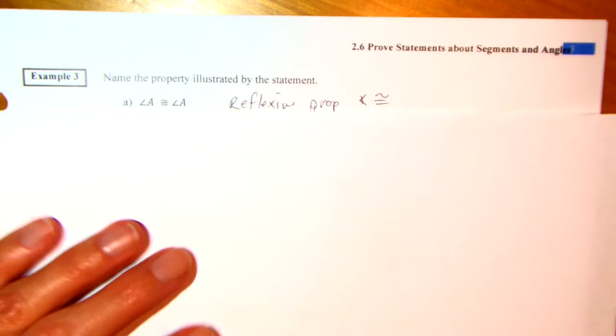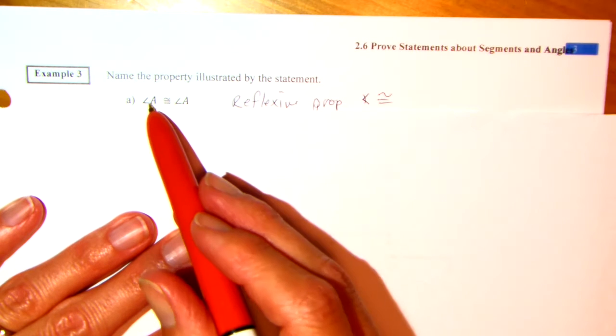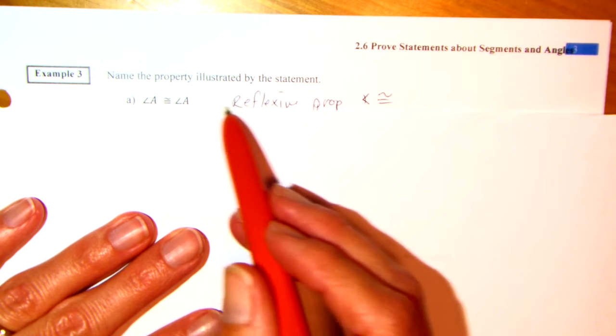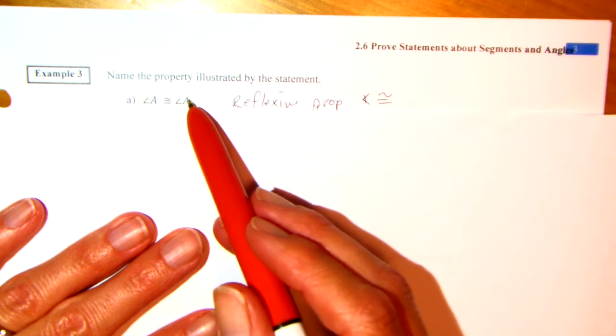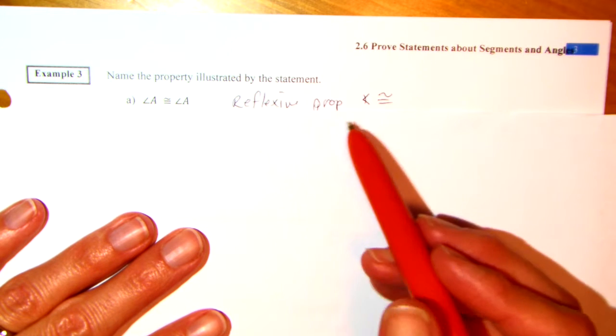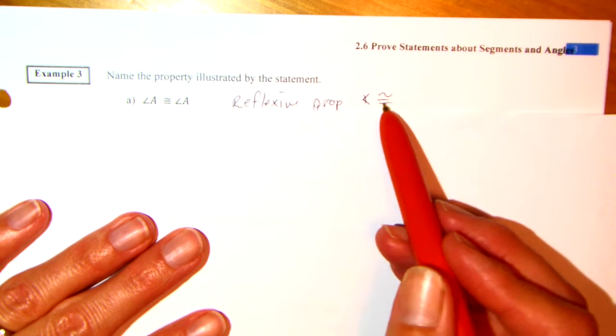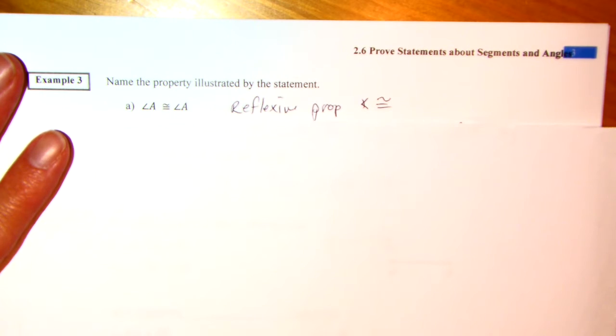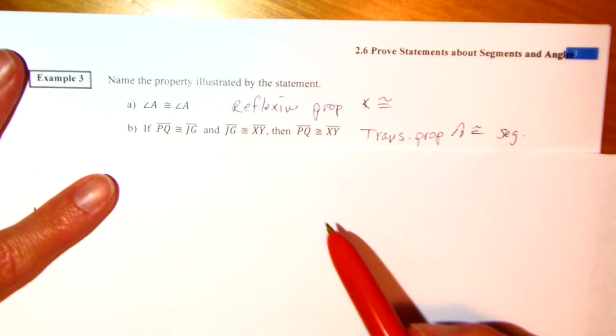So let's move that on and do example 3. Okay, so name the property illustrated for the statement. It's probably directions I should have for my warm-up, huh? Angle A is congruent to angle A. That's reflexive. So whenever you see the same thing, think of the mirror. It's the reflexive property of angle congruence, or you can say congruent angles. You'll see a lot of abbreviations here.